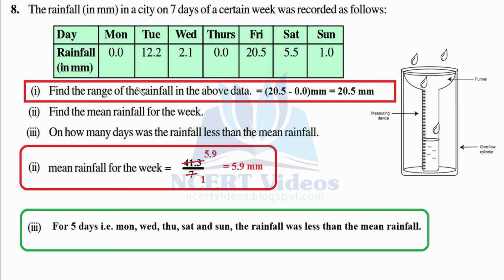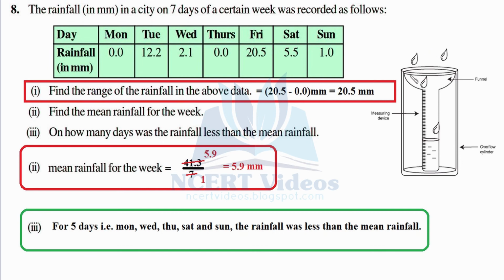Again, the range is highest minus lowest. So as you can see, highest is 20.5, lowest is obviously 0. So you subtract 0 from 20.5, it is 20.5 mm itself. Do keep it in mind to write these units, because without units your answer will be wrong.